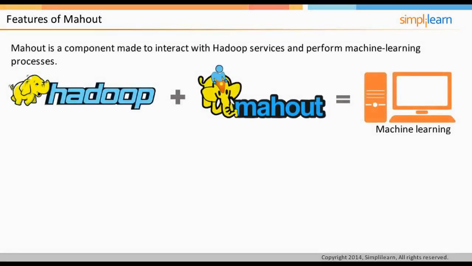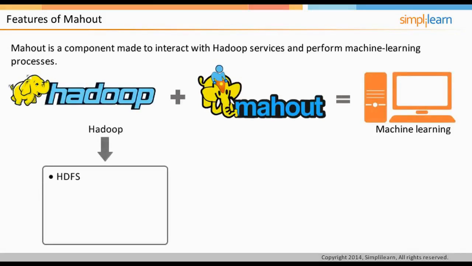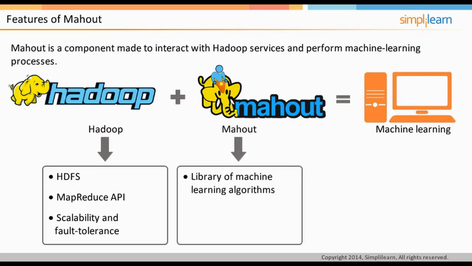Mahout is a component made to interact with Hadoop services and perform machine learning processes. Hadoop contains HDFS to perform storage and retrieval of data using MapReduce API, which provides scalability and fault tolerance in processing a job. Mahout contains the library of machine learning algorithms. It is bundled with real-time examples of the same. In the next screen, we will focus on the usage of Mahout.